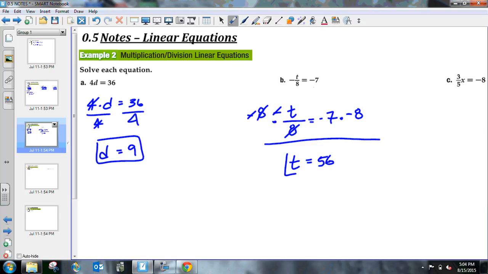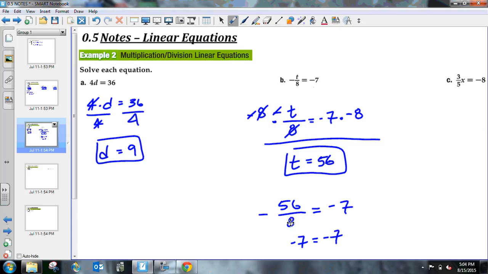If I plug this one back into my equation, I'm going to put 56 up here, divided by 8. Does that give me negative 7? And it does. If I take negative 56 divided by 8, I get negative 7 equals negative 7.